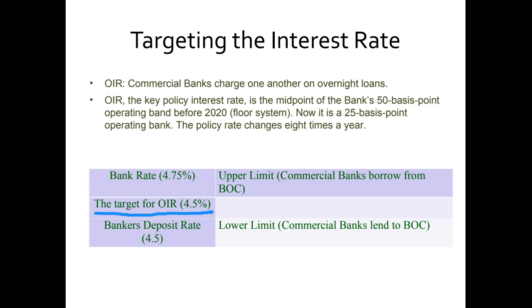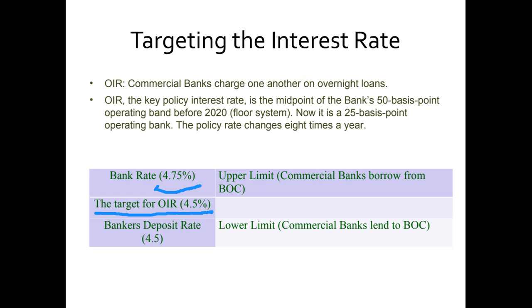So you have 4.75, because you added 0.25 to 4.5%. This is called the bank rate. What is the bank rate? The bank rate is the rate when commercial banks borrow from the Bank of Canada. So when commercial banks borrow from the Bank of Canada, it charges this bank rate, that is 4.75.